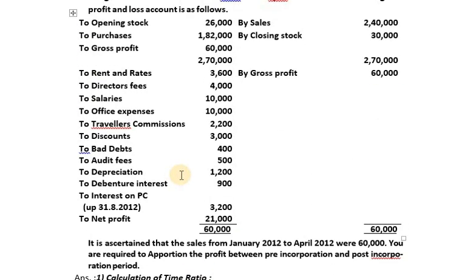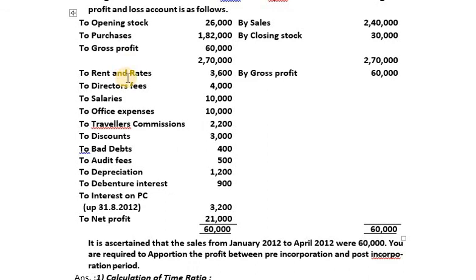Now I will discuss the expenses which are to be apportioned only for pre-incorporation or only for post-incorporation. All expenses relating to sales will be apportioned on the basis of sales ratio. All fixed expenses will be apportioned on the basis of time ratio. Now let me discuss one by one.